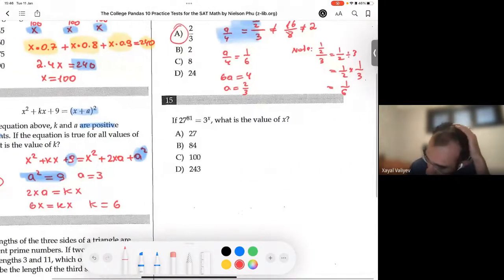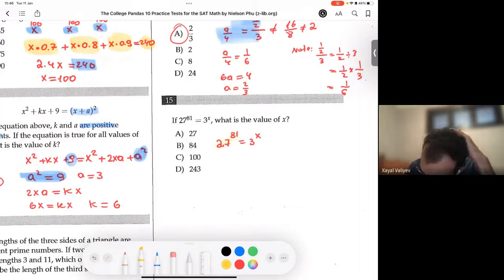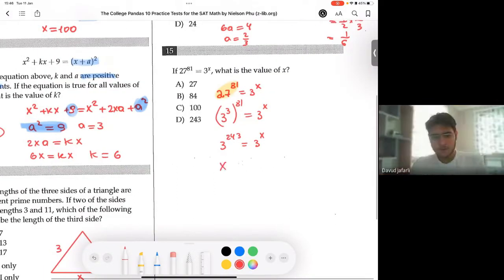So this is the exponential equation. It says 27 to the power of 81 equals 3 to the power of x. My goal is to write this as a power of 3 because I know that 27 is 3 to the power of 3, but the power of 81 is also there. That means this is 3 to the power of 243 equals 3 to the power of x. So x would be the same.